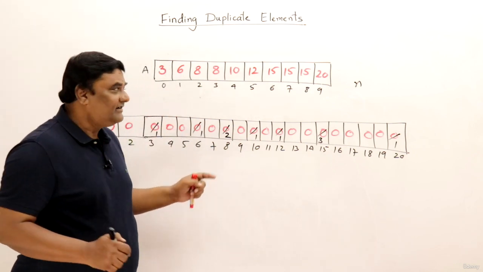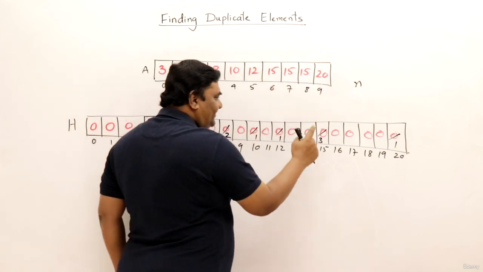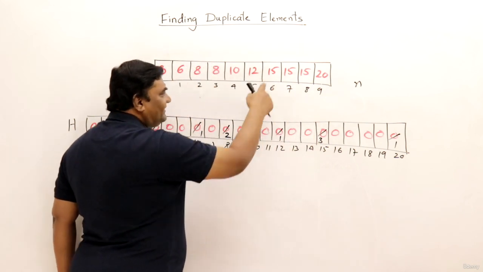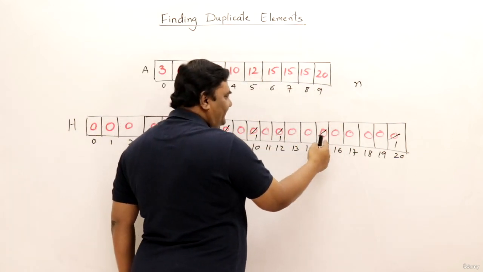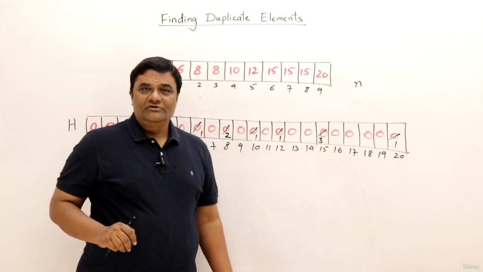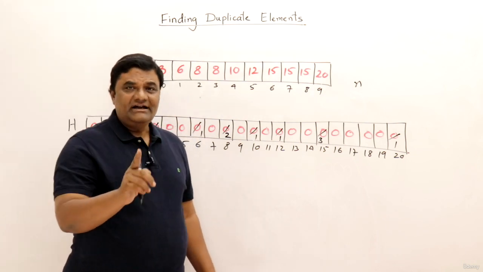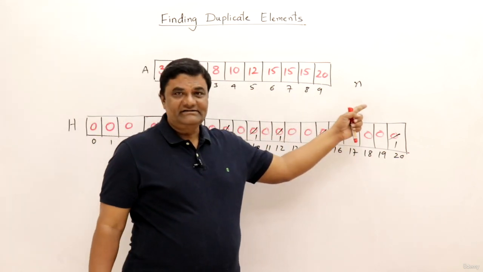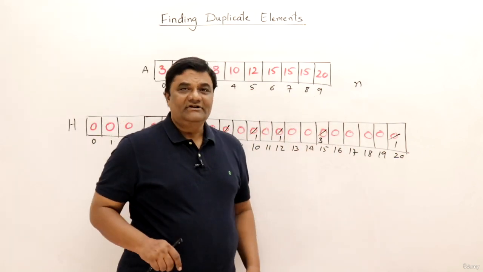How much time is this taking? Like for 10, I directly went to index 10 and incremented. Like for 15, I directly went to index 15 and incremented. So incrementing takes constant time. So what is the major time we have spent? n, accessing this one.